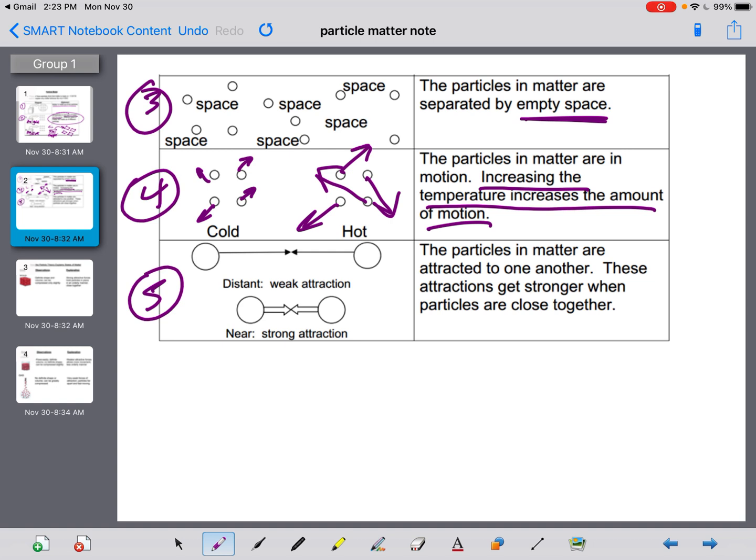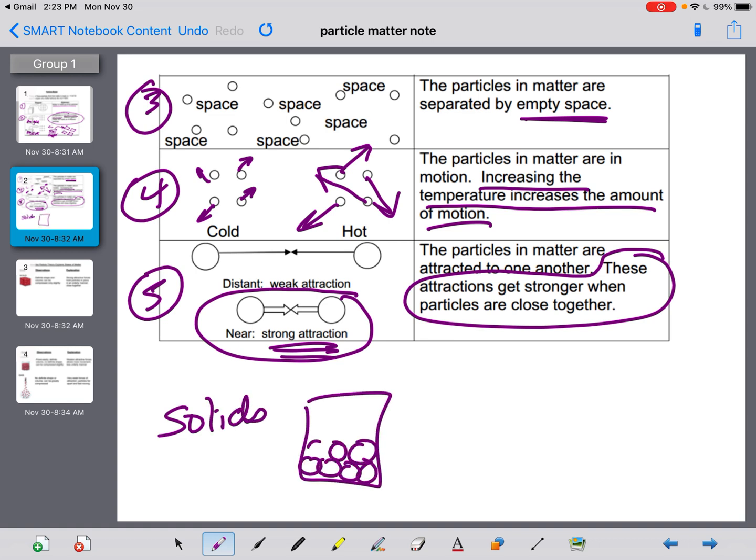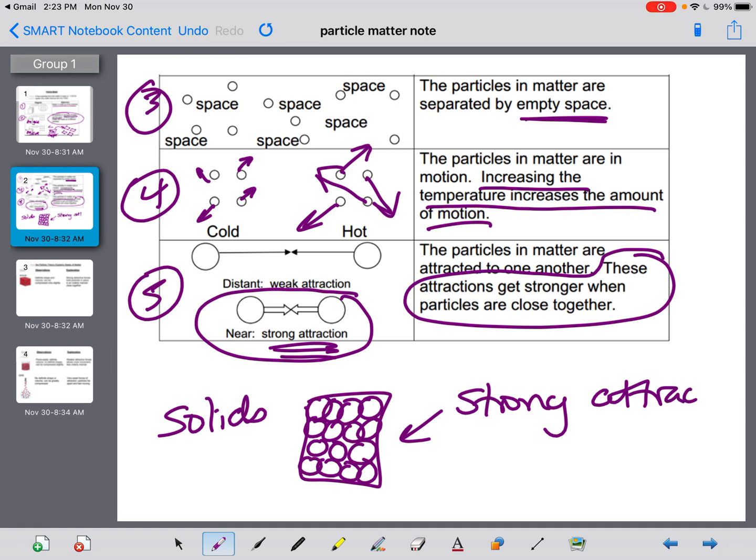And the fifth one is that particles are attracted to one another. Now, the amount of attraction they have has to do with the amount of space between particles. So if the particles are close to each other, that tells us that there is a strong attraction between the particles. So for example, solids that have very condensed particles have a high attraction for each other. So when we're looking at the state of matter, we can understand that because these have strong attractions for each other, they're going to be tightly compact, right?